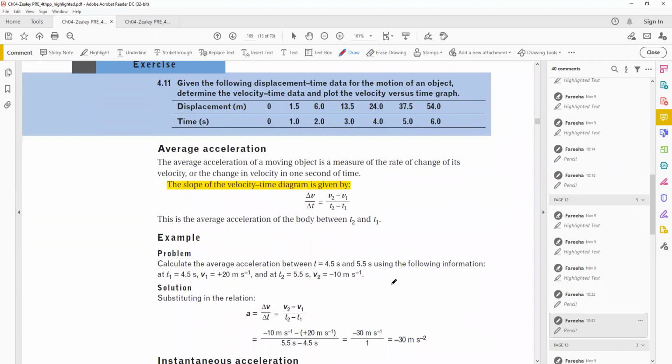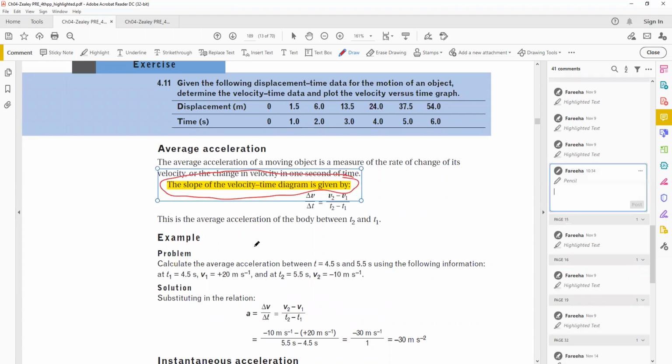I've highlighted this again. The slope of the velocity time graph gives you the acceleration. The slope of the position time graph gives you the velocity. So these are the points to be noted, right?